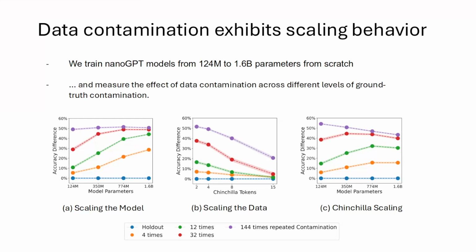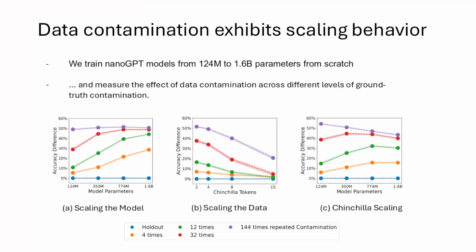And then we can see that if we increase the number of model parameters, for all contamination rates, the causal effect of the contamination increases as we increase the model size. The effect of contamination is more severe for larger models. And this may be expected.